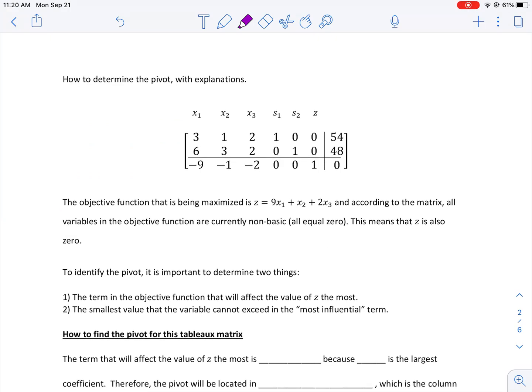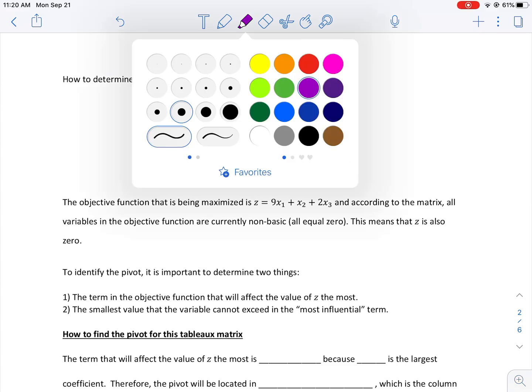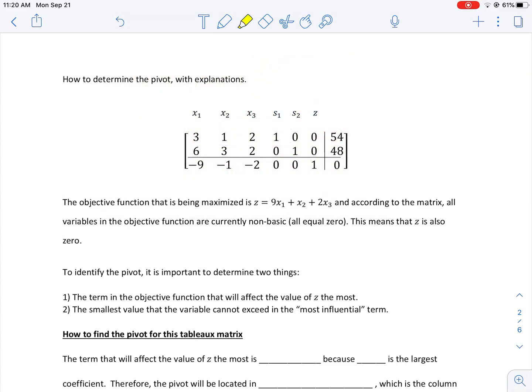So here is a Tableau matrix and we want to find the pivot. To do that, we need to first identify the objective function. The objective function that is being maximized is z equals 9 times x sub 1 plus x sub 2 plus 2 times x sub 3. And we got that objective function by identifying the coefficients in the bottom row.